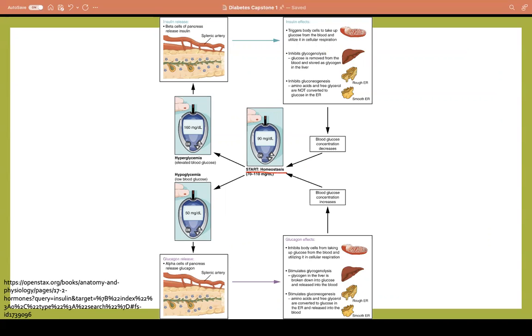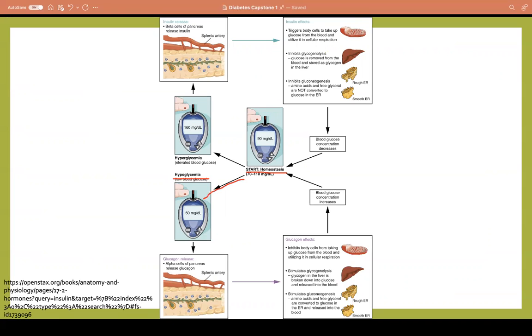If they drop below or rise above that, then our pancreas, which is an organ located posteriorly, or behind the stomach, will start releasing hormones that will either cause our blood sugar to drop back down to normal levels or rise back to normal levels. So first we're going to talk about hypoglycemia, which is low blood sugar.